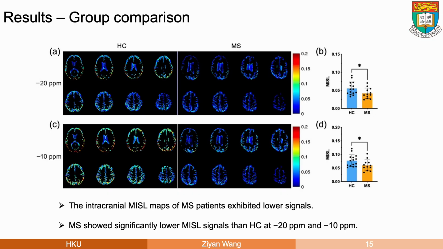The comparisons of MISL signals between HC and MS are shown in this figure. The intracranial MISL maps of MS patients exhibited lower signals, especially in the area of the subarachnoid space. The MS group showed significantly lower MISL signals than HC at both -20 ppm and -10 ppm, indicating a slowdown in CSF tissue water exchange in the brains of MS patients.